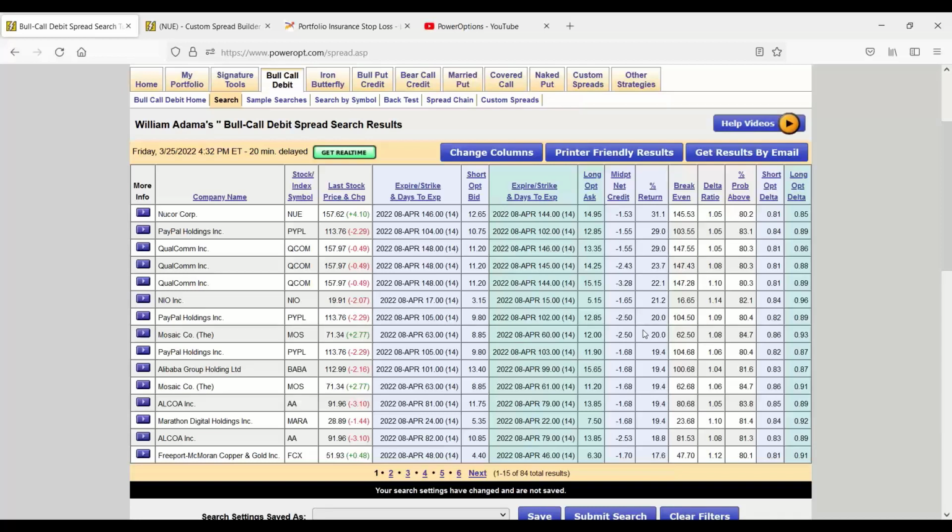You always see that with the weekly options or the 2-week out options compared to 30 days or 60 days. So these are the in-the-money ones with the higher probability.